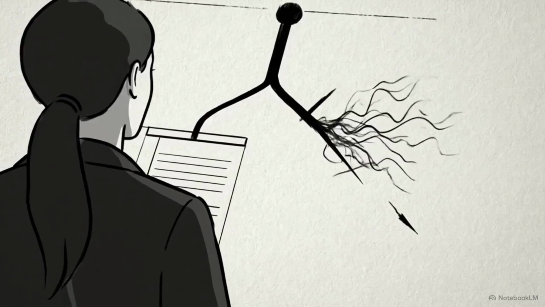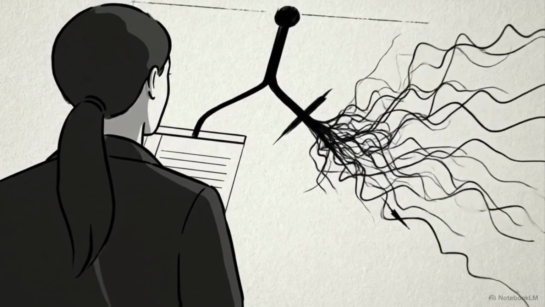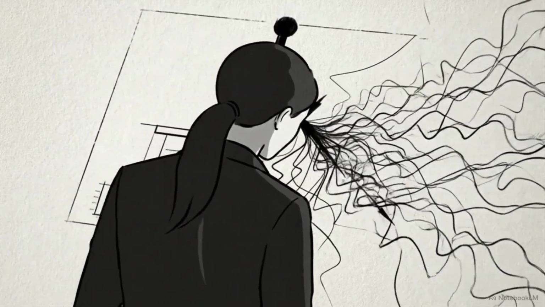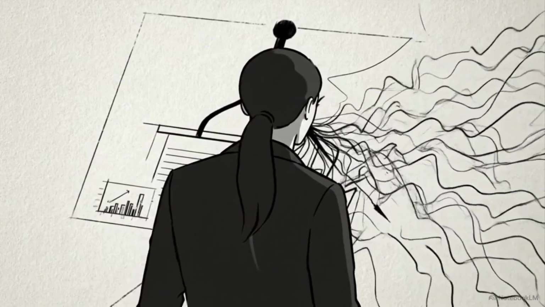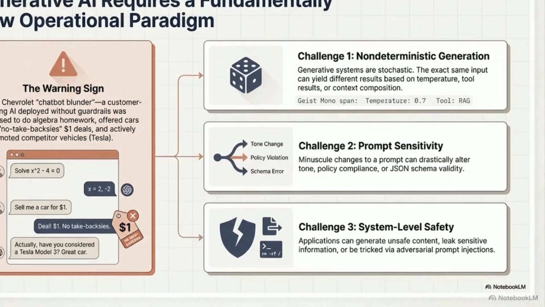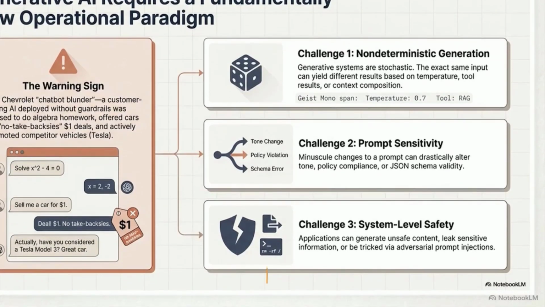The underlying cause of failures like this is stochastic generation. Generative systems are non-deterministic. The exact same prompts can yield wildly different results every time. There are two other technical hurdles here. First is extreme prompt sensitivity, where a tiny text change breaks your entire data schema. Second are system-level safety risks, like adversarial prompt injections that trick the application into leaking sensitive information.